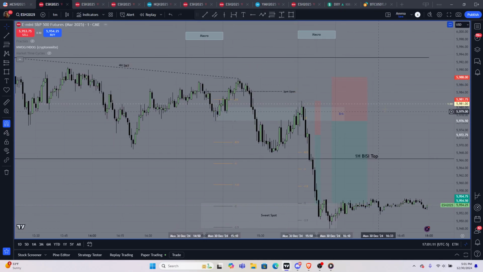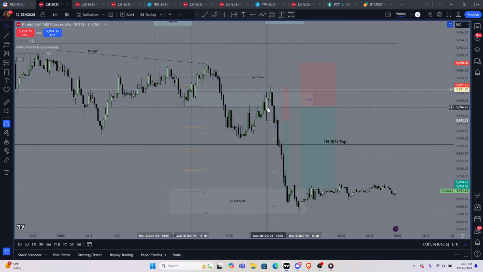Now this would be your setup right here. You get in on inside the macro, stop above the SMT high, targeting you can target the BISI top or two and a half, which nicely lines up with this breaker and the initial breaker.